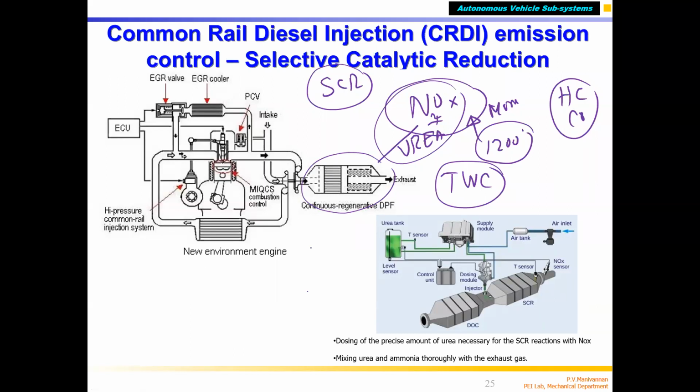And apart from that, you will have a particulate filter, PM filter. So you will have SCR. In SCR, what we are doing is, in the exhaust gas coming out in the exhaust pipe, you inject urea. Urea will react with NOx, and it will split NOx into N2 and O2. O2 will mix with the carbon and become CO2. N2 will be inert. That is called selective catalytic reduction. This is what is used in diesel engines.